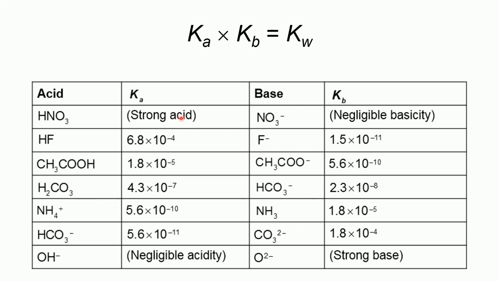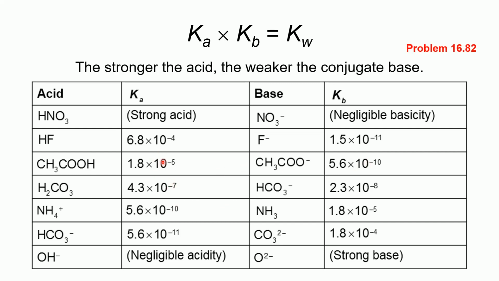Strong acids have very large dissociation constants, Ka values that are greater than 1. That means their conjugate bases are such weak bases that they have negligible basicity. Like nitric acid, nitrate just doesn't act as a base at all. However, weak acids that don't dissociate 100% have conjugate bases that are weak bases. The stronger the acid, the weaker the conjugate base. The weaker the acid, the stronger the conjugate base.